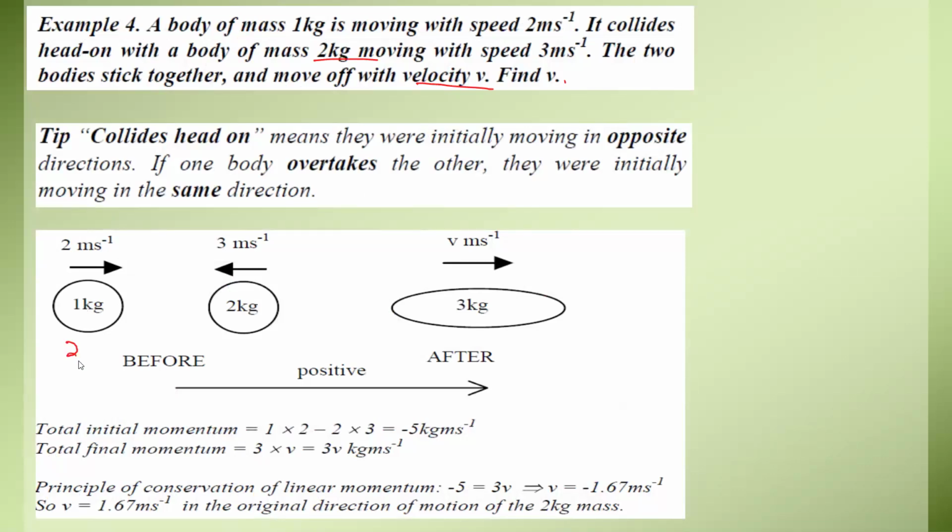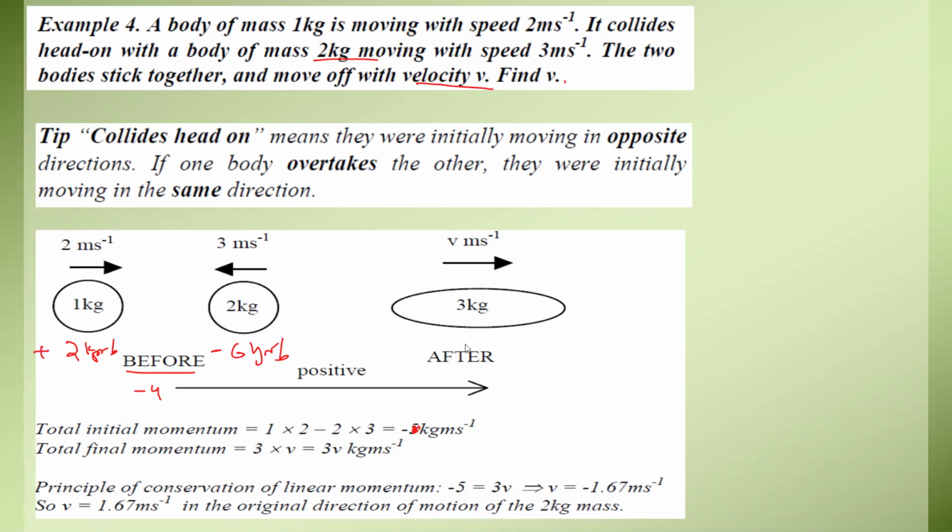1 multiplied by 2, so it will be 2 kilogram meters per second. What is the momentum here? 3 multiplied by 2, 6 kilogram meters per second. But if the right hand side direction is positive, the left hand direction is negative. So what is the total momentum before? The total momentum before is negative 4 here. By mistake I wrote minus 5, but it's minus 4.